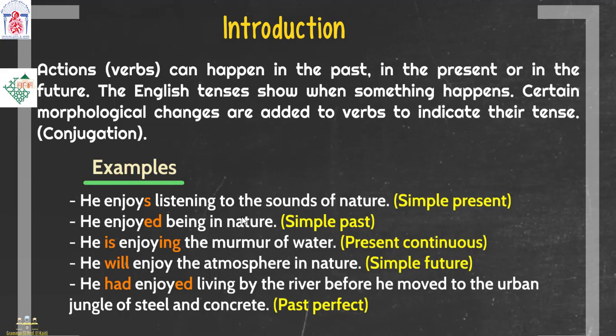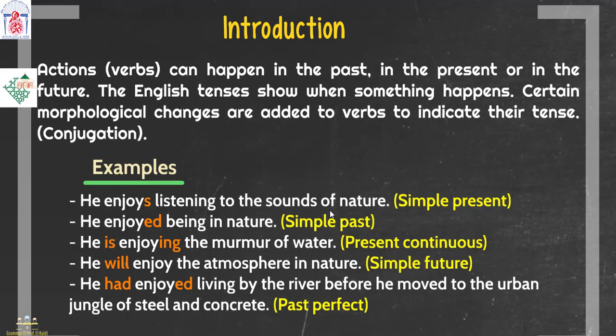Now, what do I mean by this? I mean that when we conjugate a verb in a certain tense, we need to make some changes to the spelling of the verb to conjugate it in this or that tense. I'm going to explain this more by showing these examples here. Look at example number one. He enjoys listening to the sounds of nature. Now, as you see, this is the simple present, okay? The base verb or the bare infinitive is enjoy, but to conjugate it correctly in the simple present, I added s to the verb with the third person pronoun he. So he enjoys.